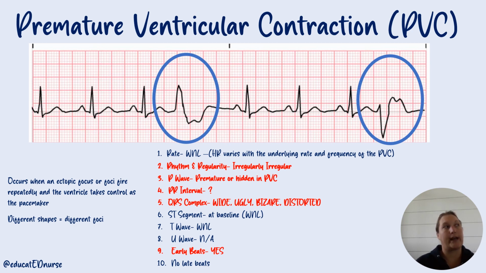They can occur every other beat, okay, which is bigeminy, or every third beat, which is trigeminy. They can occur 2 at a time, which is a couplet, okay? So there can be some regularity to them, but most of the time it's irregular. They just happen whenever.